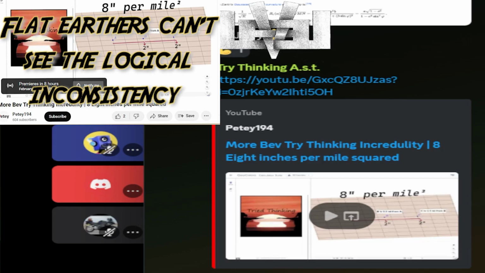Can I help you out? Bev doesn't think the Earth is a spinning ball in a vacuum, right? He's talking about actual deviation from horizontal, actual topography, rise over run, elevation changes, mountains, valleys, that sort of curvature. Actual curvature due to the Earth being a spherical object in a vacuum of space. Yeah, the drop measured from straight lines. That's what I'm talking about.